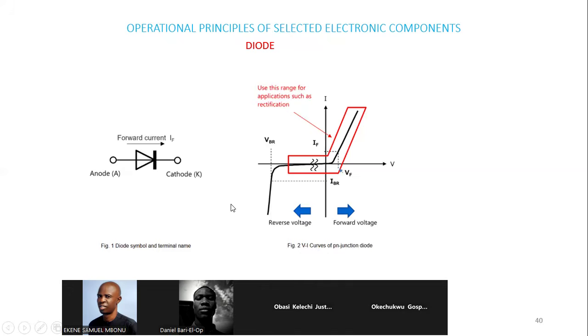Who remembers? 0.7. The correct answer is 0.7 for a silicon diode. And for a germanium diode, what is the voltage drop? That is 0.6. Only when the voltage across the diode is above that threshold will the diode begin to conduct in the positive direction.